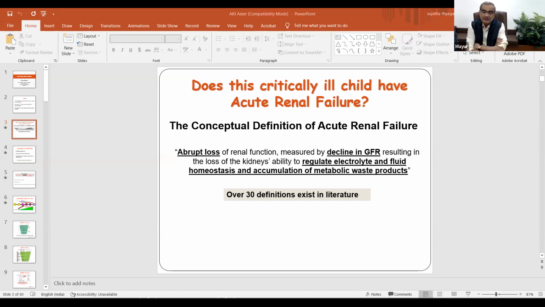So abrupt loss of renal function measured by decline in GFR and loss of the kidney's ability to regulate electrolyte and acid-base status to attain homeostasis, all these abilities are lost with the accumulation of metabolic waste products. Previously, this was known as acute renal failure. And there has been a change in terminology, as you know. Next.